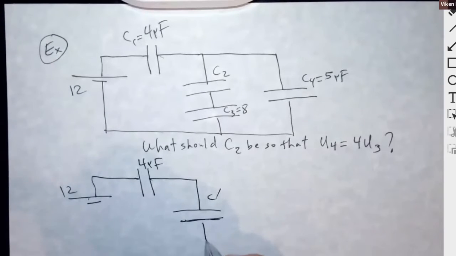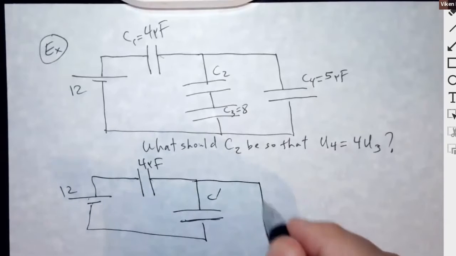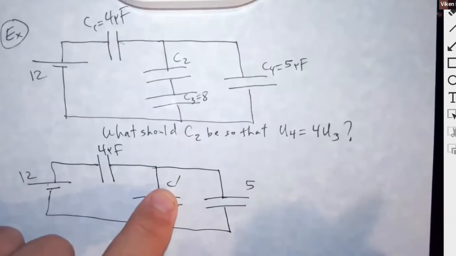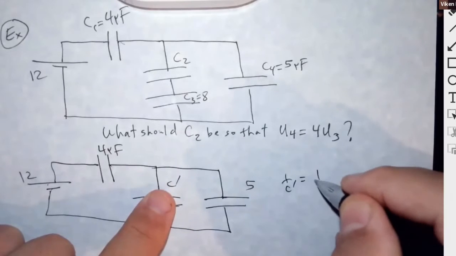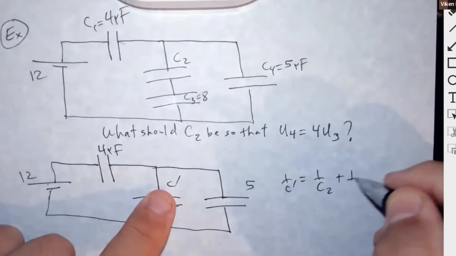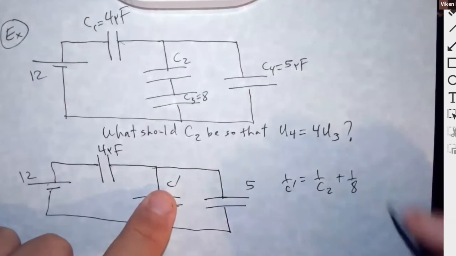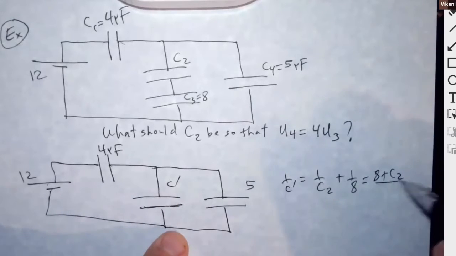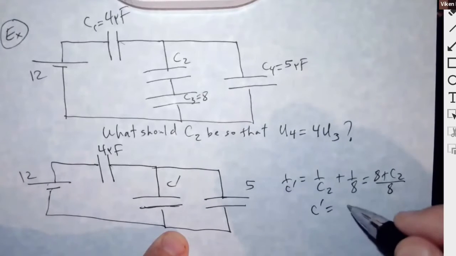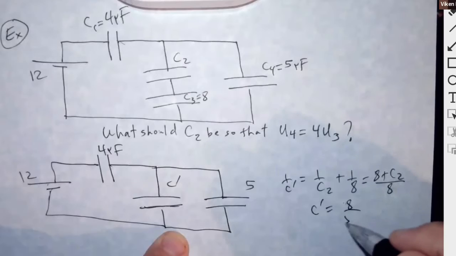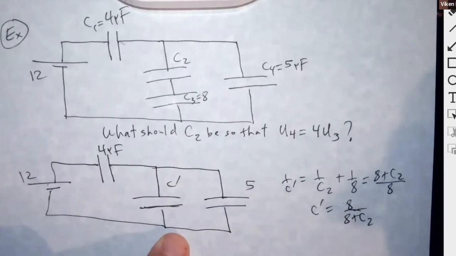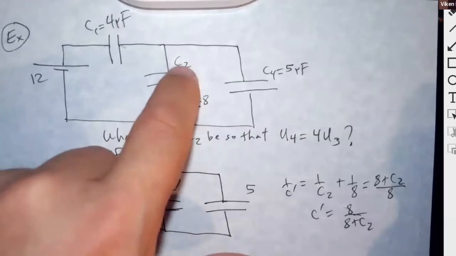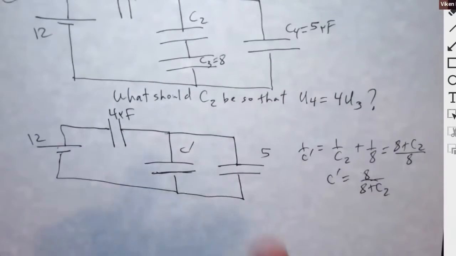C prime. So then what's the general formula for C prime? 1 over C prime is 1 over C2 plus 1 over 8. Right, so then it's going to be 8 plus C2 over 8. The C prime is going to be, flip that, 8 over 8 plus C2. So then that's a variable. The net capacitance of this depends on what you set this to, right? Then these two are in parallel.